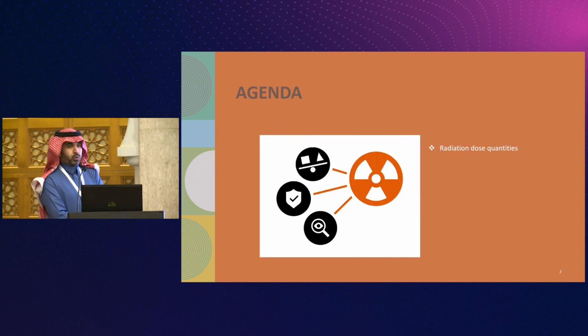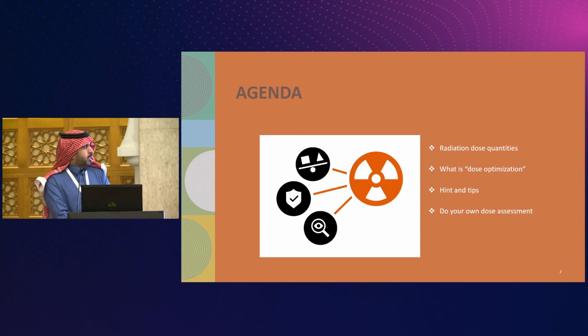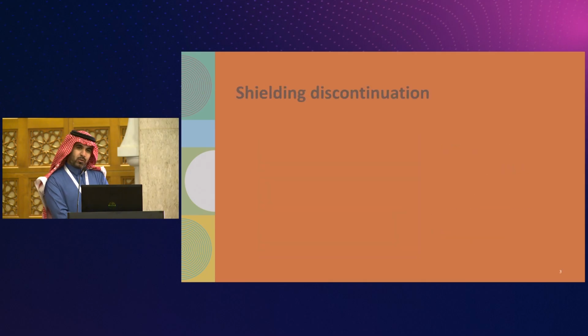Our topic today is regarding dose optimization. I will just give you the agenda, and then we will go back to the shielding issue that we had a conversation about yesterday. We will talk about radiation dose quantities and what does dose optimization mean? Is it dose reduction? Is it image quality? Is it both? We need to figure out some hints and tips, because I know everybody is here practicing in clinical practice. So I assume you are more expert than me in this area of practice. And also we will sum up with some tips that you can follow to do your own assessment to advance and improve the clinical practice in your department. And then we'll sum up with take-home messages. So we'll get back to the shielding yesterday.